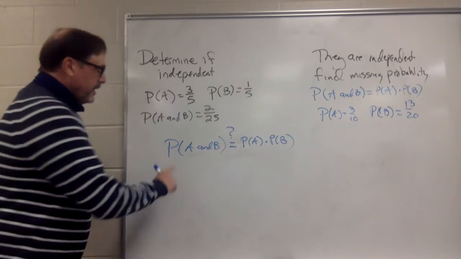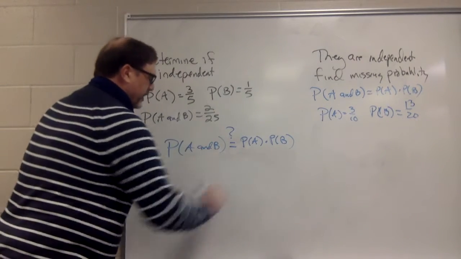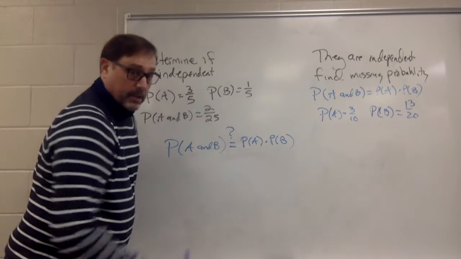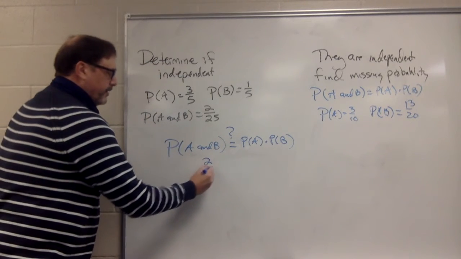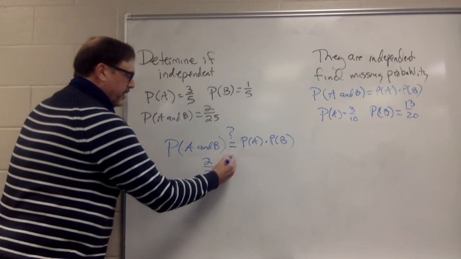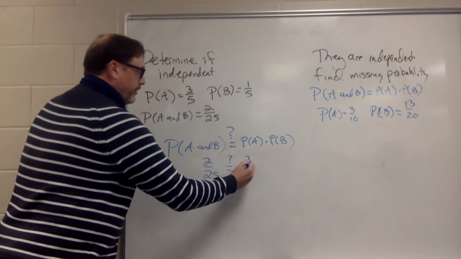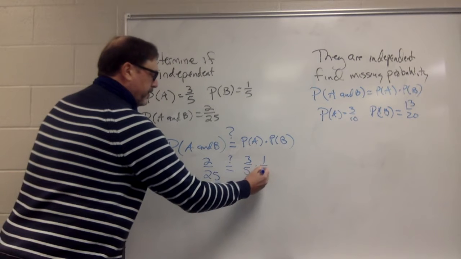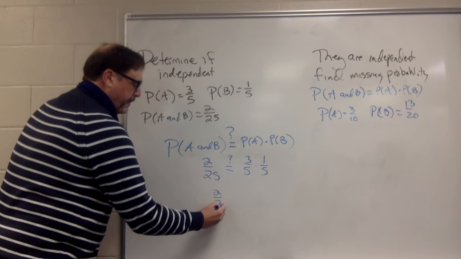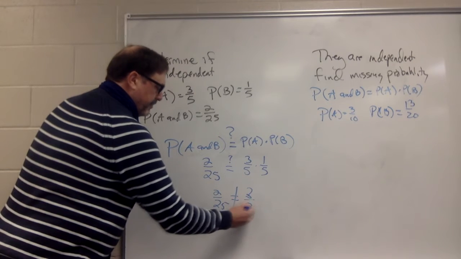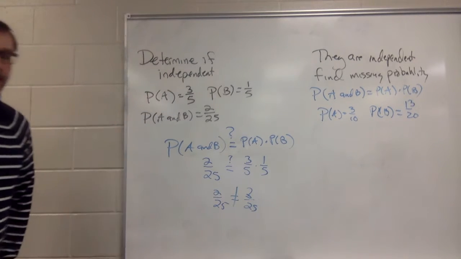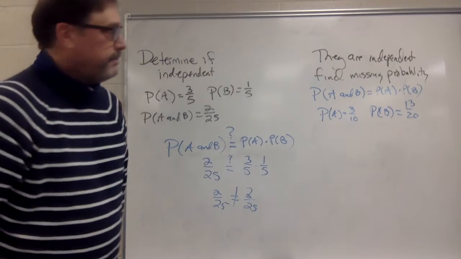So let's see. Here is the independent formula, and we're asking, does it equal, I don't know. So we write down 2/25. Does it equal 3/5 times 1/5? It does not. These are not independent. Okay.